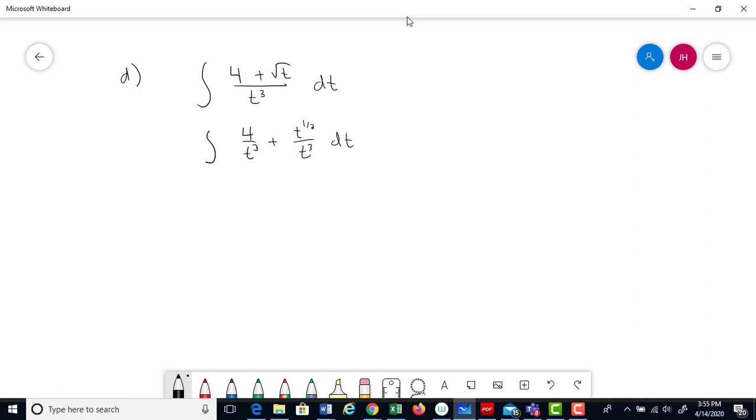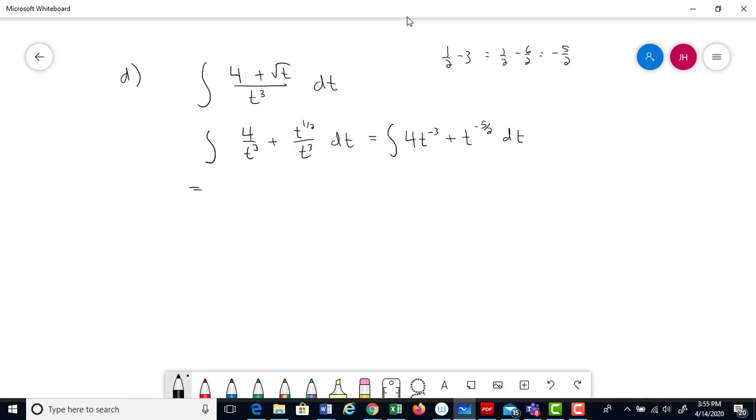Now I'm not done dividing, so this is going to be the integral of 4t to the minus 3, so I can write that as a power. And then when you do this, I'm going to have 1/2 minus 3. I'm going to subtract the powers, so this is 1/2 minus 6 over 2. So this is minus 5/2. So I can rewrite this as plus t to the minus 5/2 dt.